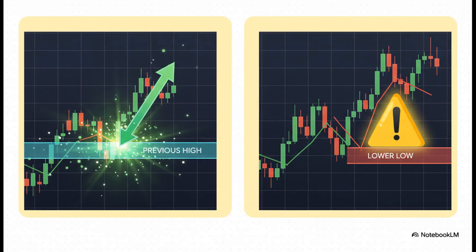Okay, and this is where it gets really interesting, because you need to know the difference between these two signals. A break of structure, or BOS, is when the price just keeps doing what it's been doing. It breaks a previous high in a nice, strong uptrend. It's basically the market saying, yep, we're still going this way. But a change of character, or CHOCH, that's the first big warning flare. That's when an uptrend suddenly fails to make a higher high and instead makes a lower low. It's a sign that the momentum might be about to flip.